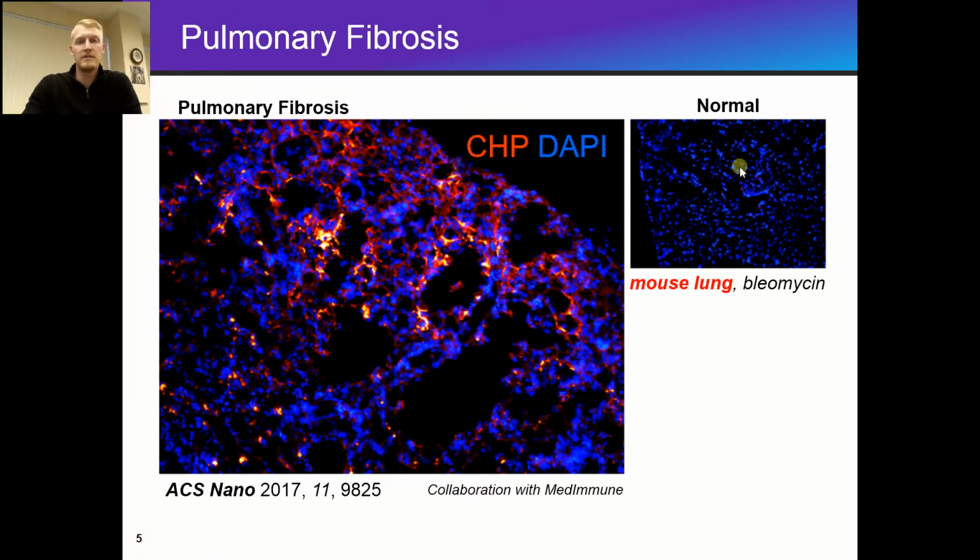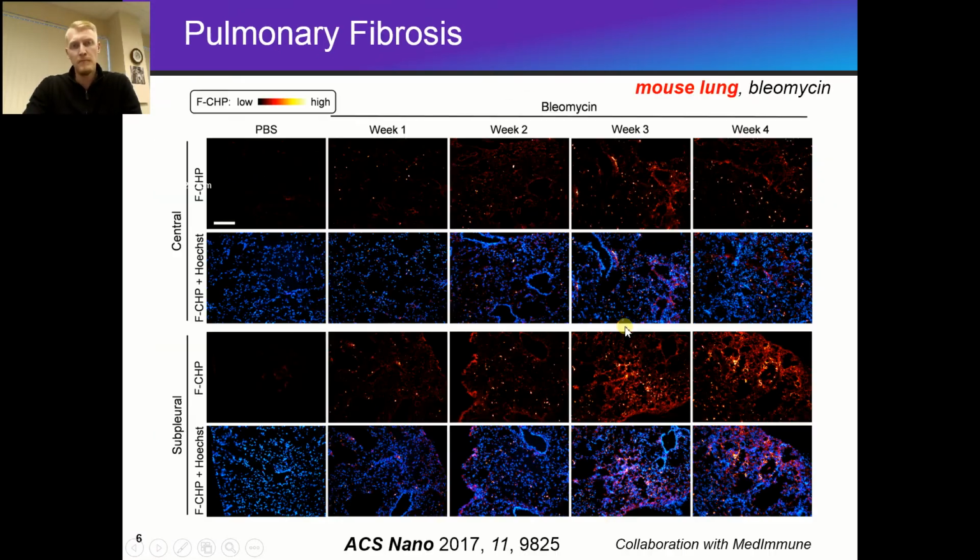And this is because the collagen in this model is still in a triple helical form, and there's no way for our CHP to bind. And this example is done in a mouse lung tissue. We took it a step further, and we looked at 2 different zones within the lung, the central part and the subpleural part. And we monitored the formation of fibrotic tissue over time.